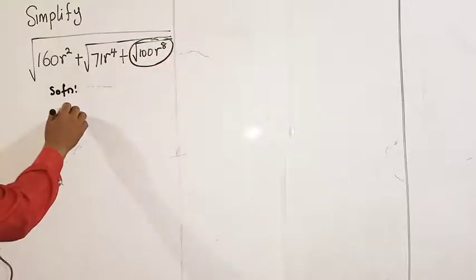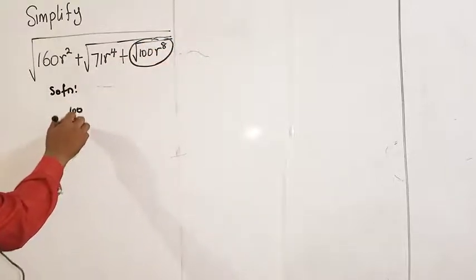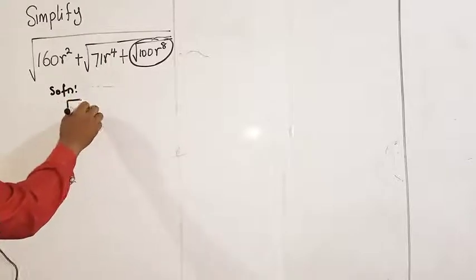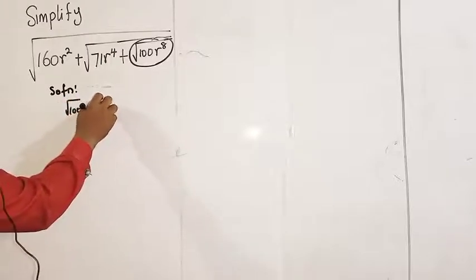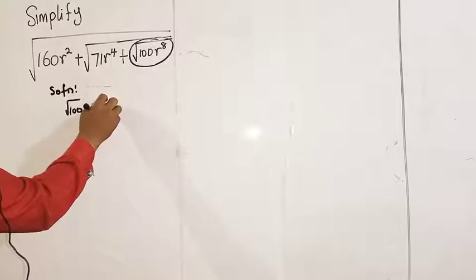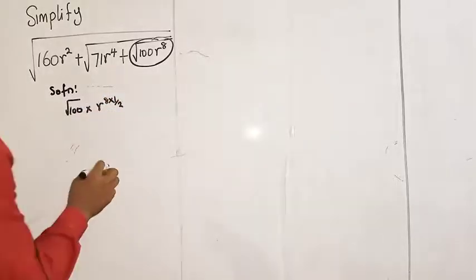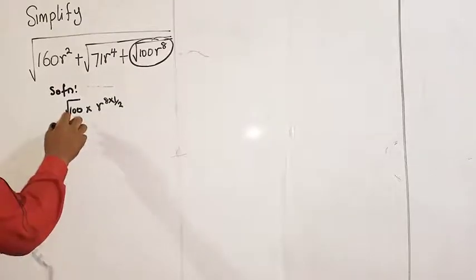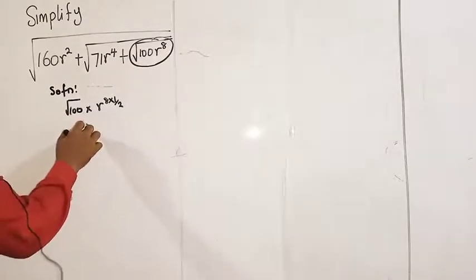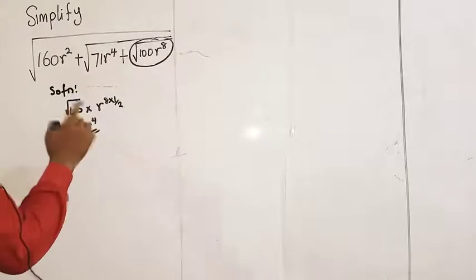So when I have the square root of 100 times r raised to the power 8 times 1 over 2, a very important thing I want you to note is this. Let me finish first. We have 10r raised to the power 4. Remember this.